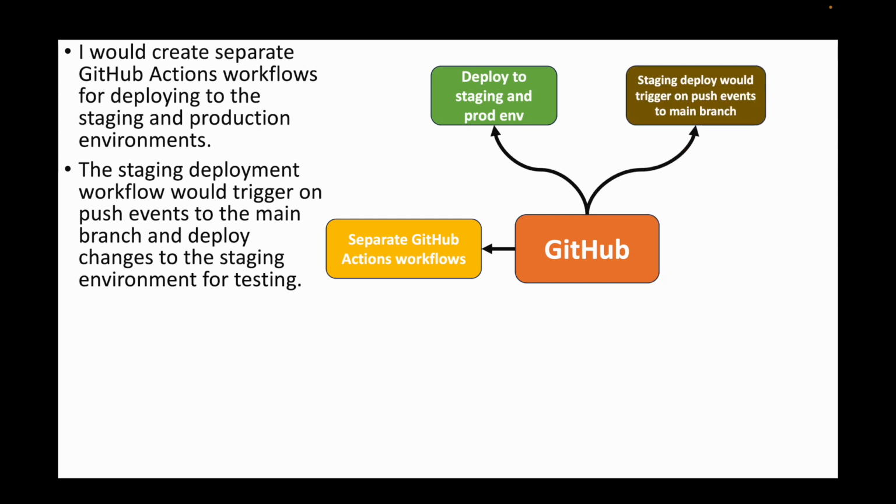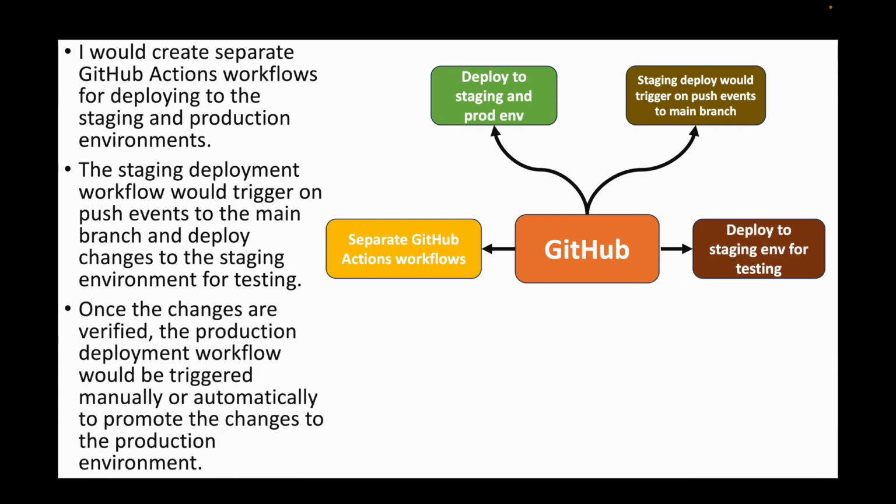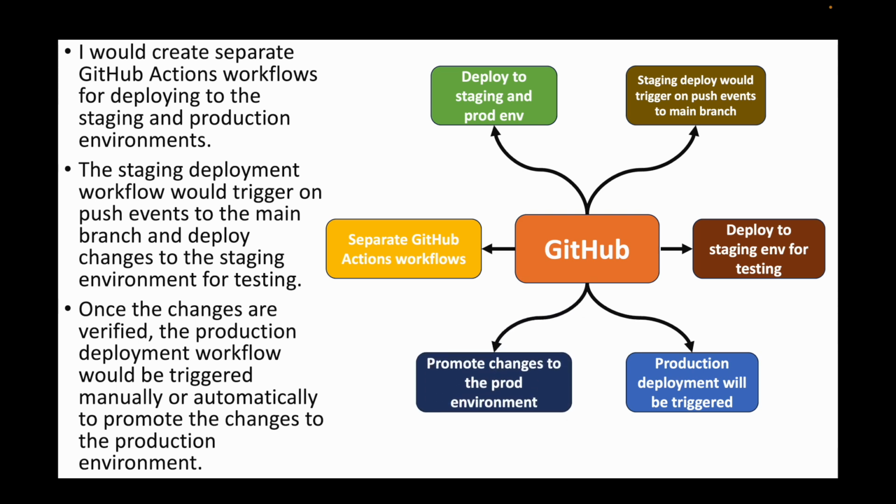Now, the staging workflow would trigger on push events to the main branch and then deploy the changes to the staging environment only for testing. Then once the changes are verified, once the testing is successful, the production deployment would be triggered, which will deploy the changes to the production. Now this can be triggered either manually or automatically to promote the changes to the production environment.